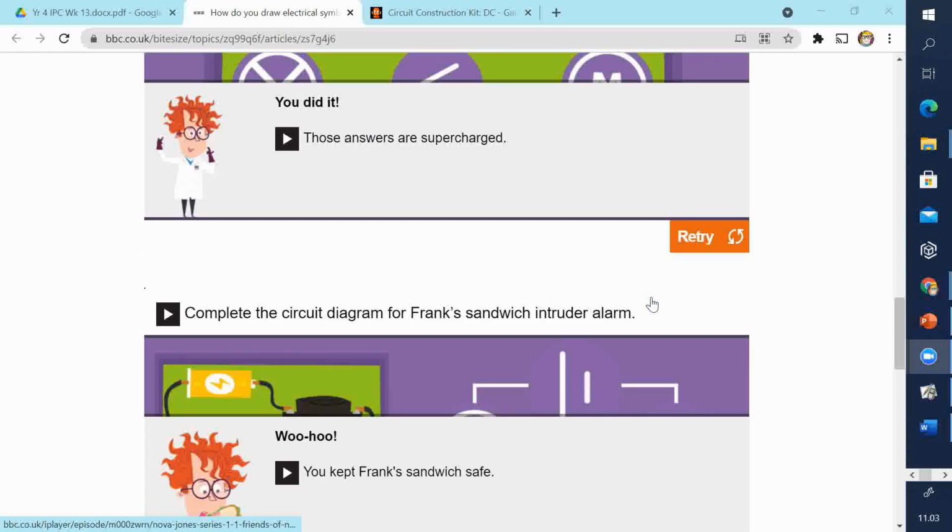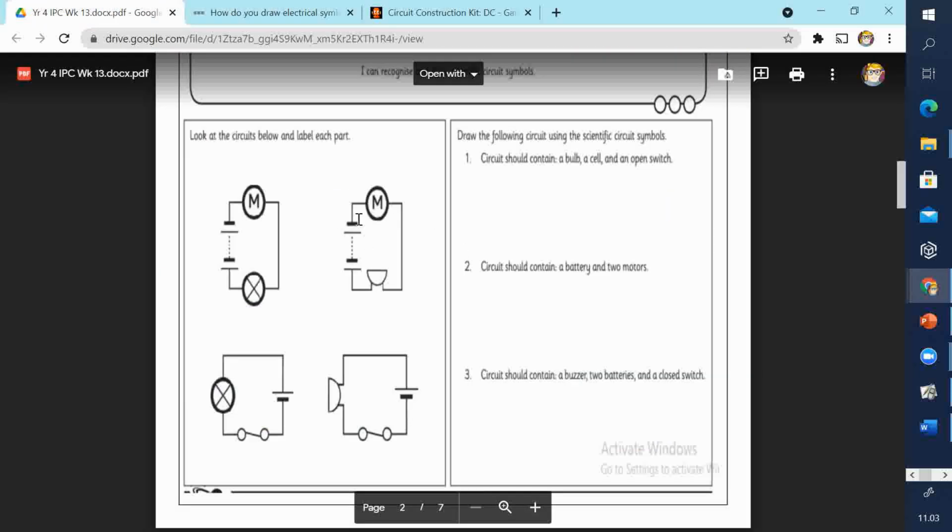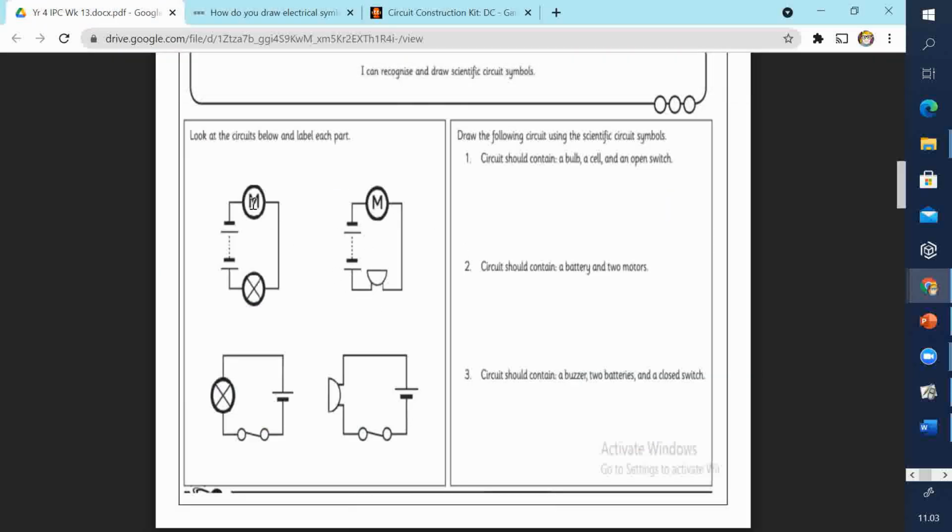Right, okay, that's all for this page. So I think you know the symbols. So this is a what? What is this? Yeah, and these two are, yeah, there's two batteries there. There's only one here, but there's two here, so it's got more power. And what is this? Yeah, good.